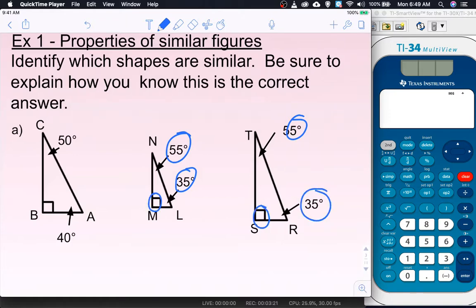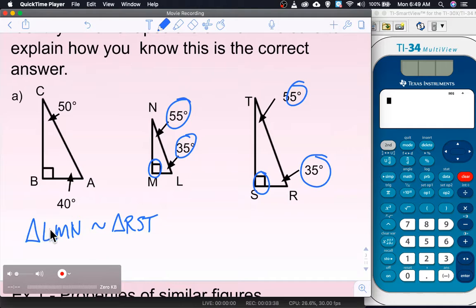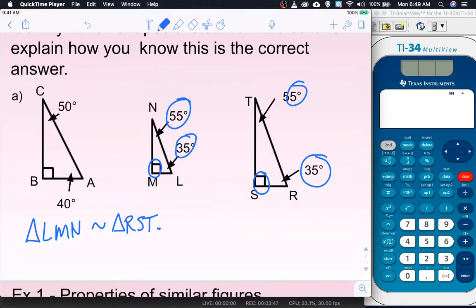And they are absolutely right. So triangle LMN is similar to triangle RST. Triangle LMN is similar to triangle RST. And the reason why is because they have the exact same angles.